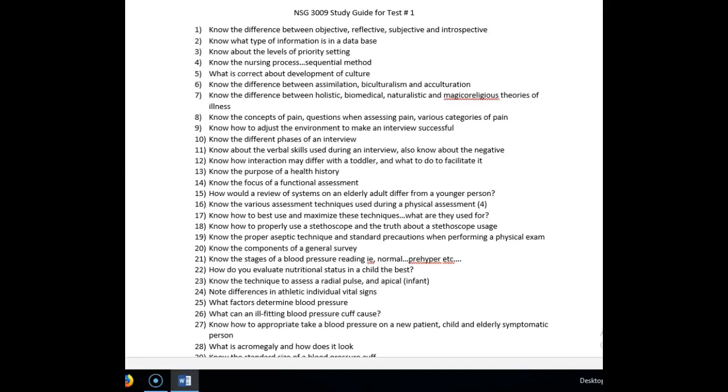Okay, so question number 5. What is correct about development of culture? Well, as we said in the lecture, culture has 4 basic characteristics. So please do not put anything else into it. If you want to read up on it more thoroughly, you can reference page 14 in your text. But I'm going to say it again.